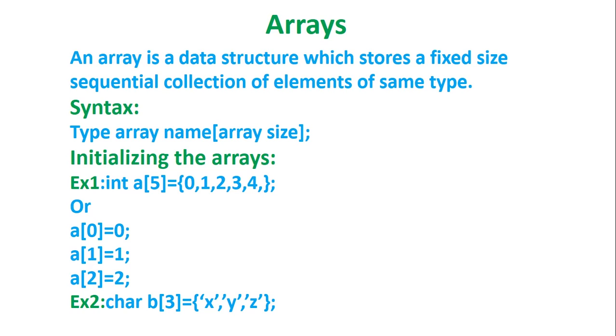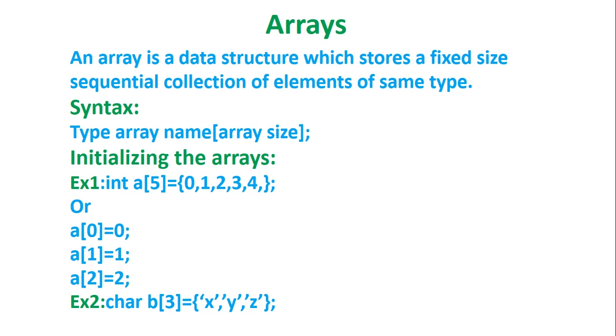Next, we have to know how to initialize an array. We can initialize the array values either one by one or in a single statement, as int a of 5 equal to 0, 1, 2, 3, 4. Here A is an array of integer data type. The size of this array is 5. That is, it can hold 5 elements like A of 0, A of 1, A of 2, A of 3, A of 4.